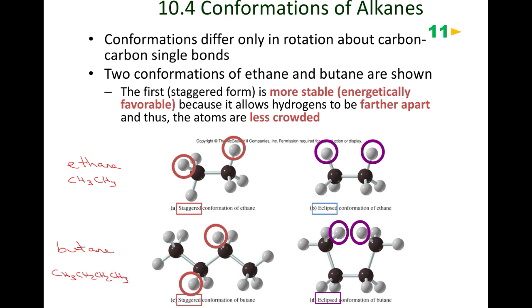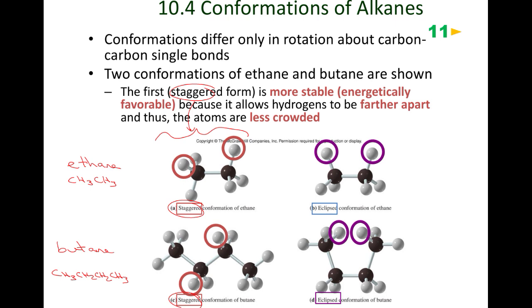There. So two conformations of ethane and butane are shown. The first one is called the staggered form. In both of these cases, the first two are the staggered forms. They are more stable, or energetically favorable, because it allows the hydrogen atoms to be as far apart as possible, and therefore they are less crowded. You can see that in the way the staggered conformations are arranged, all the hydrogen atoms are as far away from each other as possible.